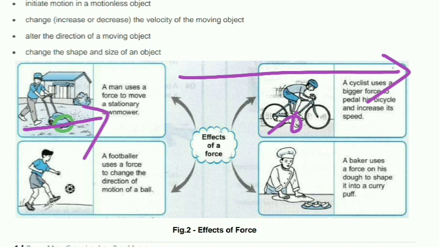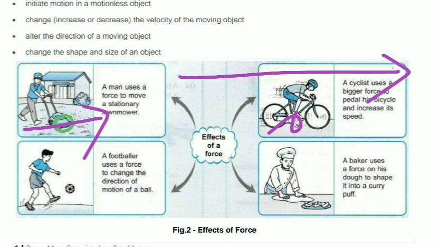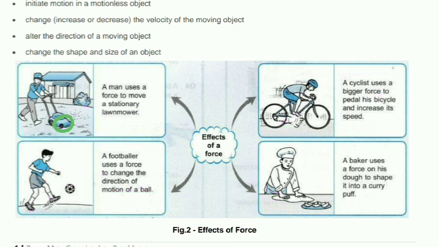Then another one, footballer. The ball comes to the footballer from a certain direction, he applies some force and it changes the direction of the football. Okay, another thing, a baker uses a force on his dough to shape it into a curry puff. Then you can give the dough any shape you want by applying force. The simplest example of this is making roti.